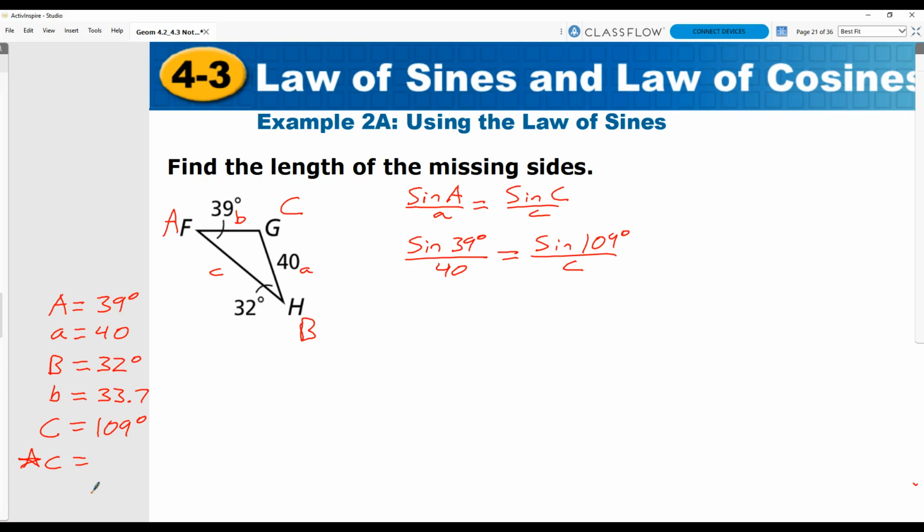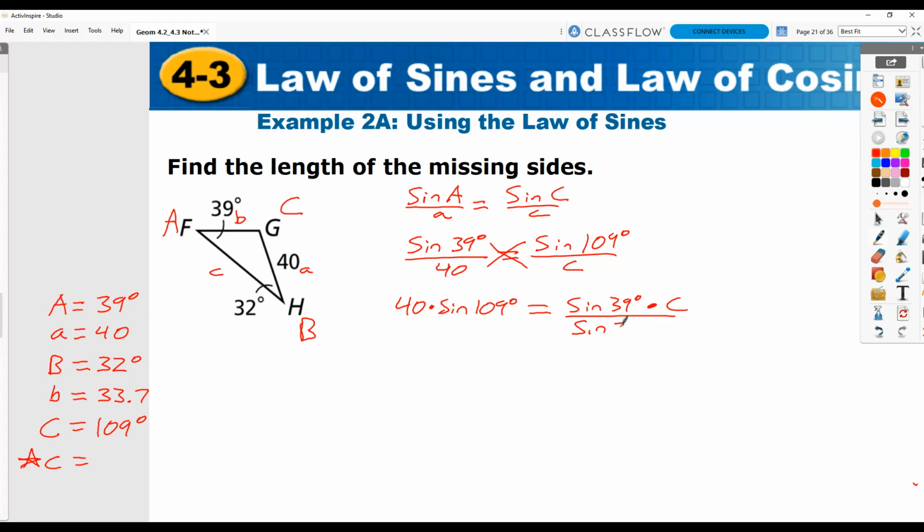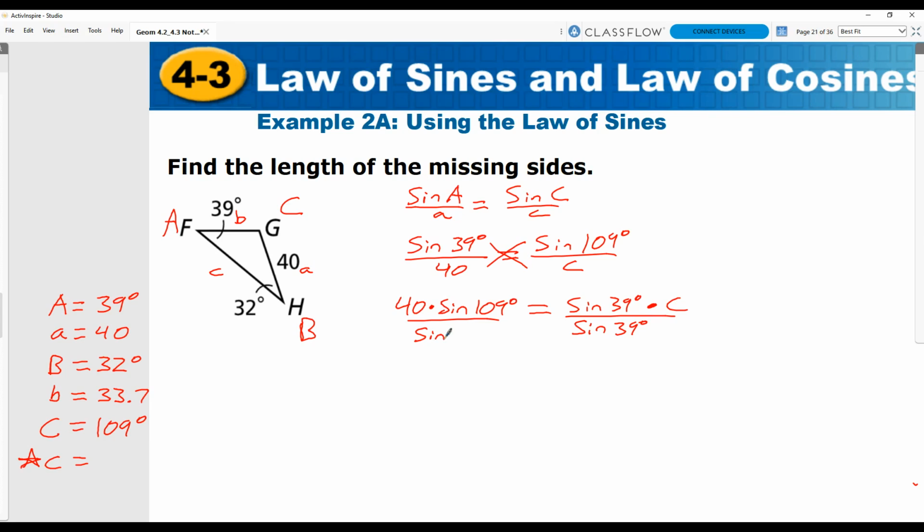We got our proportions set up. Now it's the same exact steps that we just worked on the previous slide. We're going to cross multiply to start solving this. Over here I'm going to have 40 times sine 109 degrees is equal to, on this side, sine 39 degrees times C. Now we're down to that step. Just like we did before, we want to solve for C before we do any calculations so it doesn't create a mess. So we're going to get sine 39 over to this other side by canceling it out. Since we're multiplying, we'll do the opposite. We're going to divide this side by sine 39 degrees.